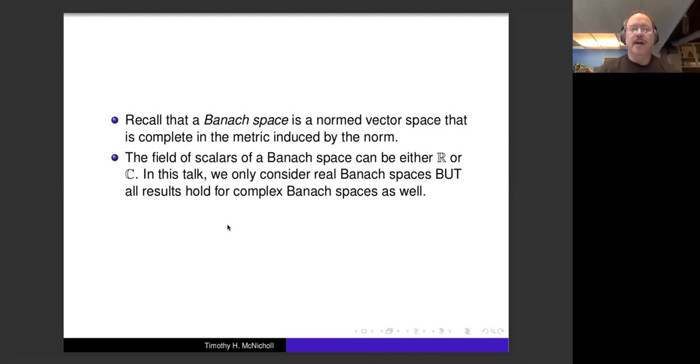Now when we say it's a normed vector space, that means it's got a field of scalars, right? What are those? Well, they can either be the real numbers or the complex numbers. For technical reasons that are going to come up much later in the talk, we're going to restrict to real Banach spaces this evening. But everything I'm going to do in this talk holds for complex Banach spaces as well. The proofs and the definitions require some adjustment, but to keep things simple right now, we're just going to think about Banach spaces over the reals.